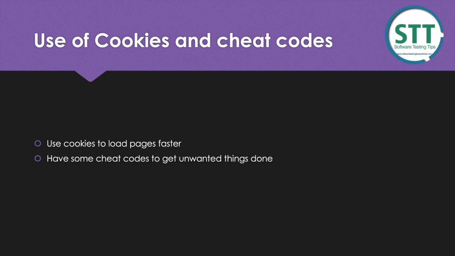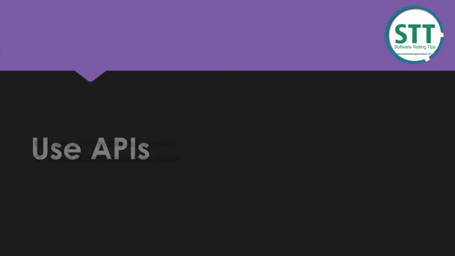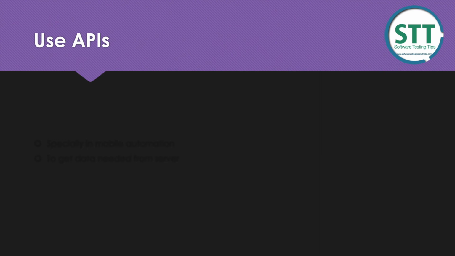Cheat codes are meant to get unwanted things done. Sometimes by putting in a cheat code, you directly land on the page where you want to go, or you can skip videos you don't want to see. You can do those kinds of things using cheat codes. And you can use cookies to load the page faster. You can set some cookies, like login cookies or page cookies, so those pages load faster in automation.